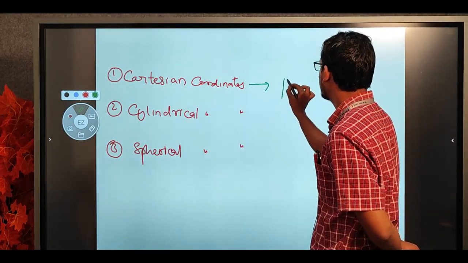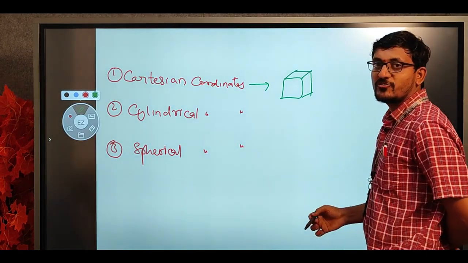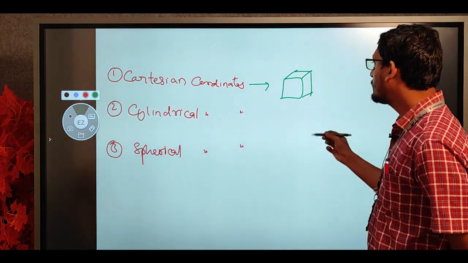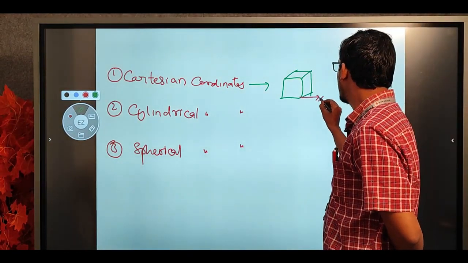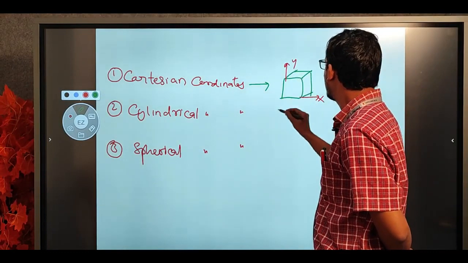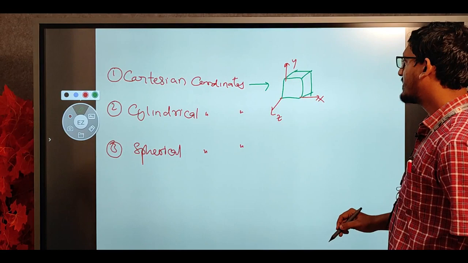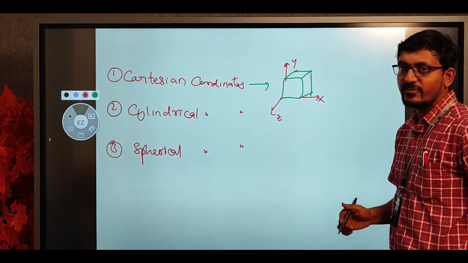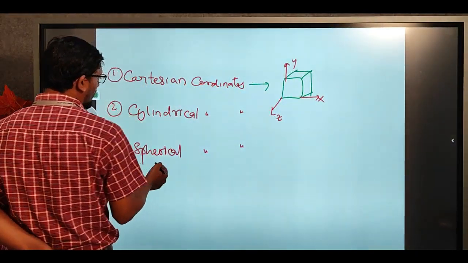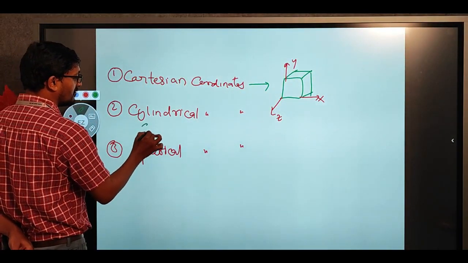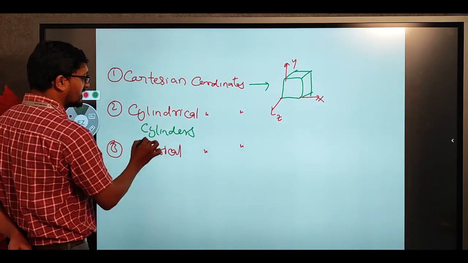For example, in this type of geometry, how the heat transfer takes place in three coordinates, meaning x, y and z. How the heat transfer takes place in this type of geometries we will see in Cartesian coordinates. And next, cylindrical coordinates, meaning in cylinders. How the heat transfer takes place in cylinders.